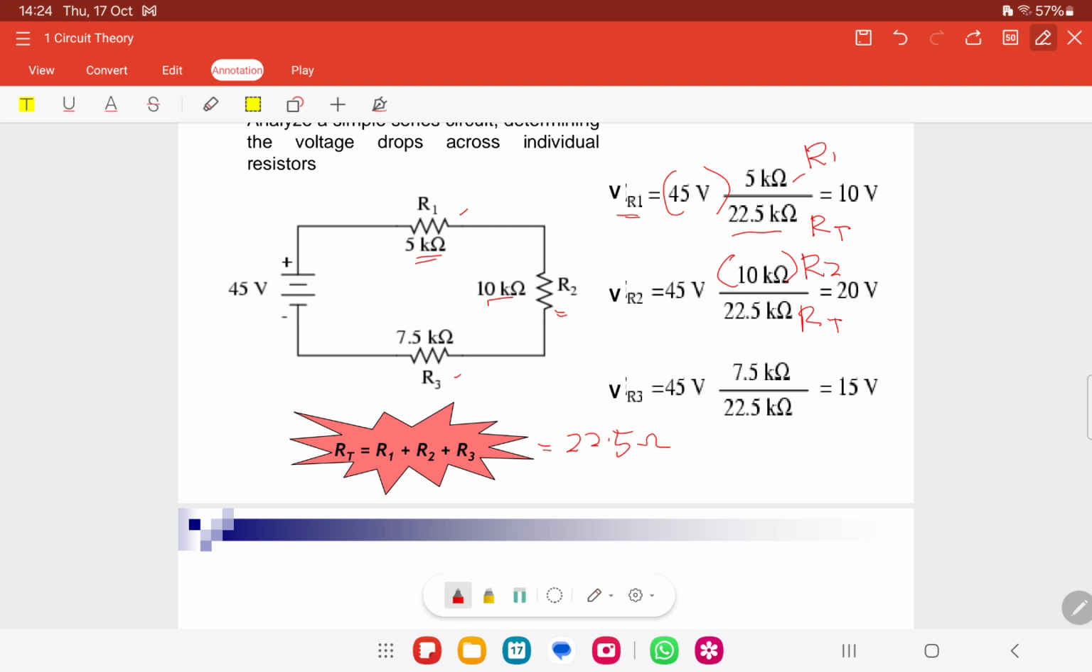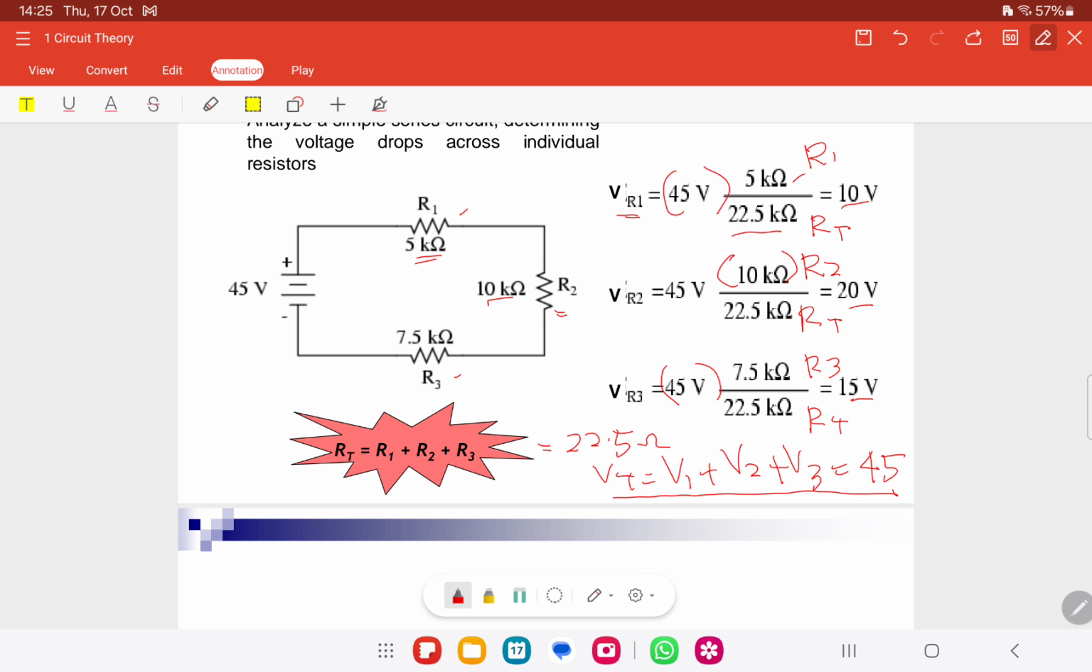Okay, we take the value on top, which is the respective resistor at the voltage drop that we want to measure, multiplied with the voltage source. This one is R3 over R total, multiplied with this one. And V total is equal to V1 plus V2 plus V3. If we sum this all together, what value do we get? 45. So you can use this KVL to check whether the voltage divider is correct.